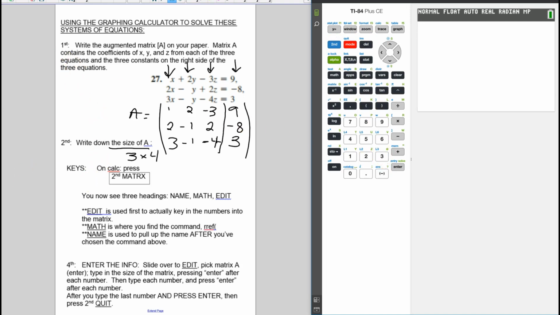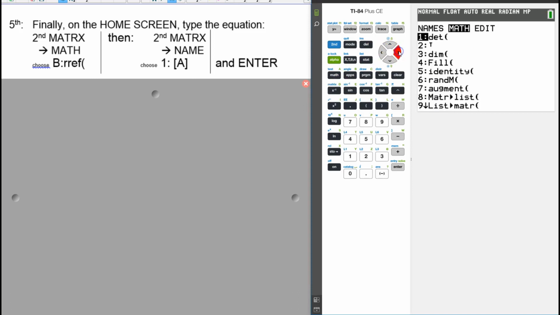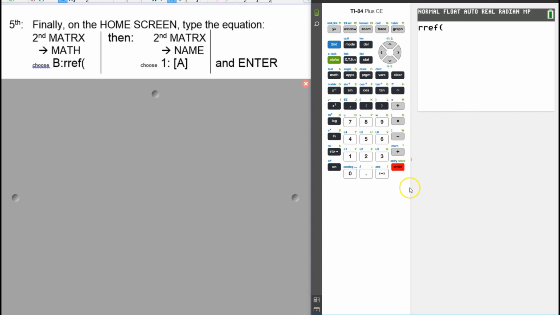Okay, now we're ready to give it the command that's going to tell it to find the numbers. So I'm going to say second matrix. I'm going to slide over to math, and I'm going to go way down 7890 AB to choice B, RREF. Enter pops it up, and then don't hit another enter yet. Go back into matrix and choose the name A. Once you've got both of those together right there on the same line, then hit enter.